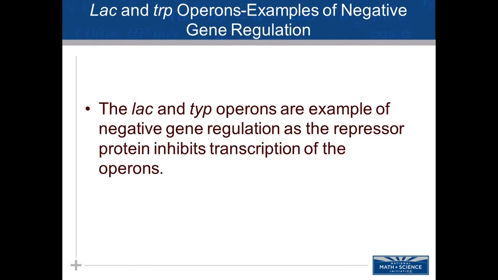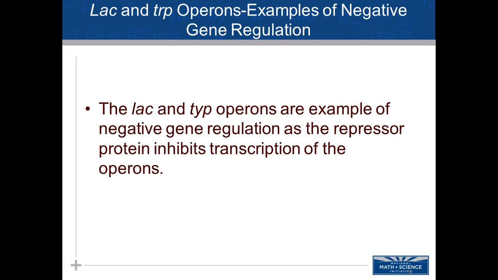All right. Now, both lac and Trp operons have repressor proteins, and repressor proteins will halt the transcription of the operon. So because a repressor protein halts the transcription of an operon, that's said to be an example of negative gene regulation. As I mentioned before, eukaryotic genes have, in general, they are involved in positive gene regulation.